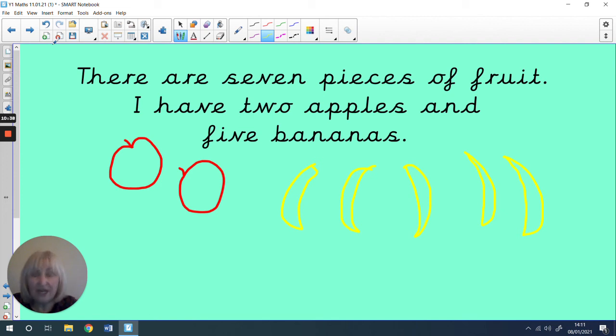diagrams and pictures and number sentences to show me 2 apples and 5 bananas that total 7 pieces of fruit altogether. You might draw a picture like this one, but I'm hoping you can use a cherry diagram, the bar model, and lots of different number sentences as well. Pause the video, have a go, and then we'll look at some of the answers.